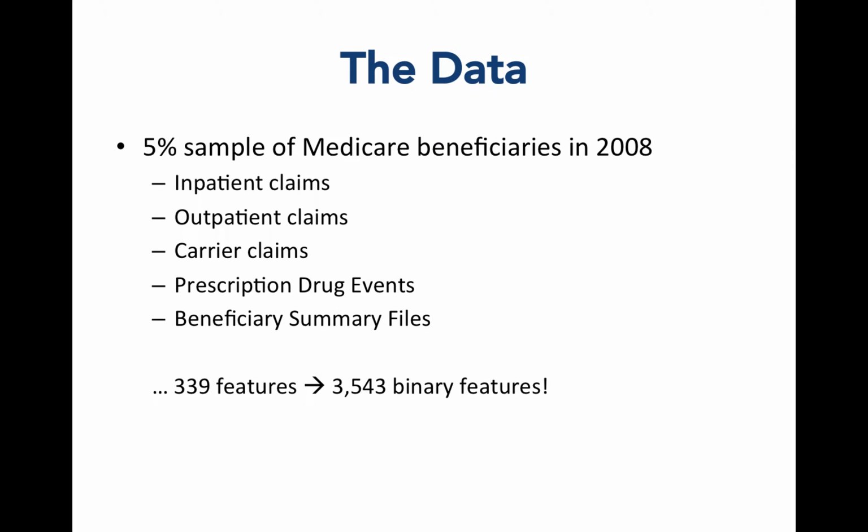More specifically, it is composed of a random 5% sample of Medicare beneficiaries and their claim data from 2008 to 2010. There are millions of records from inpatient claims, outpatient claims, carrier claims, prescription drug events, and beneficiary summary files. Once these features are binarized, the dataset grows to over 3,000 binary features.